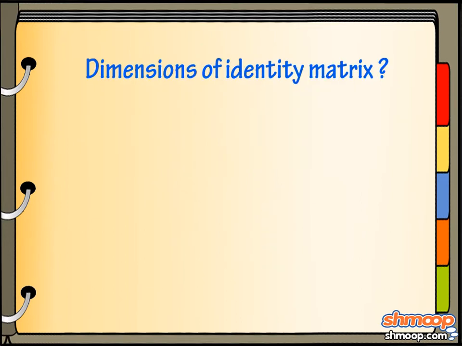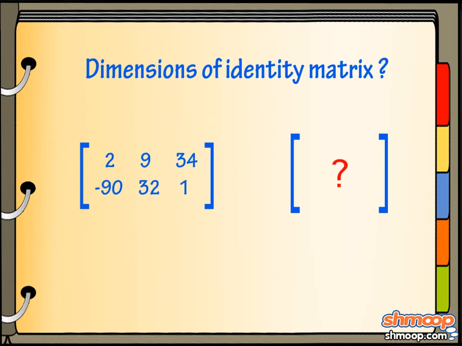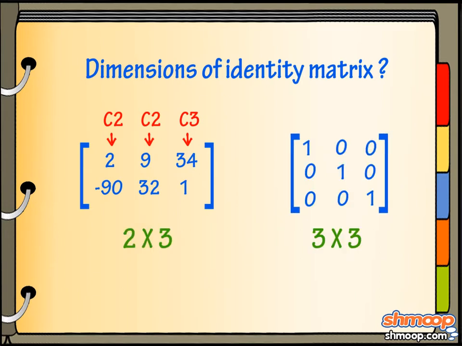In order to find the dimensions of the identity matrix that correspond to the original matrix, Jason just has to look at the number of columns of the original matrix. For his 2 by 3 matrix, the corresponding identity matrix would be 3 by 3.